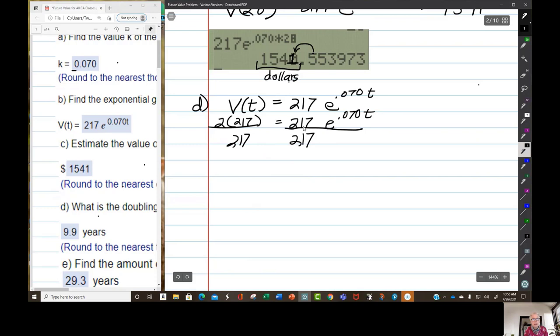When I divide both sides by the number in front of e, which is 217, the 217 cancels out on both sides of the equation, leaving me with a 2 on the left and an e to the 0.070t on the right. That will always happen. Then I take the ln of both sides.